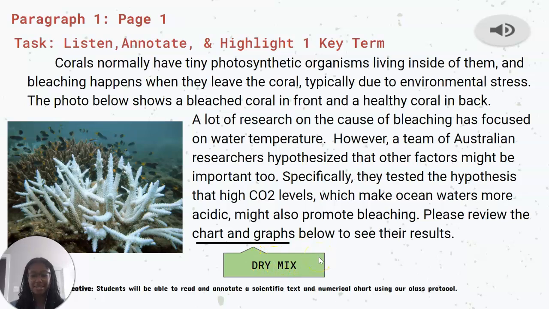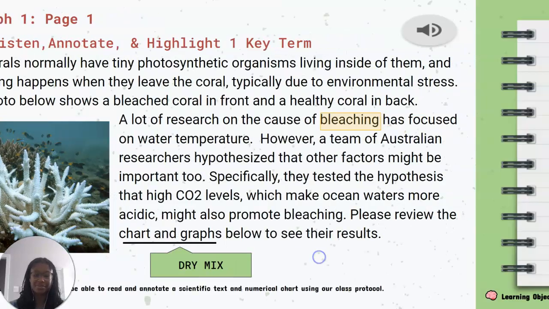Now we know our annotation for that is DRY MIX, dependent on the Y and dependent on the X-axis. So after you finish annotating, we need to pick one word that really summarizes what this reading is all about. For this reading, I chose the word bleaching. Coral would have also been a good choice, but bleaching really shows the action of what's happening in this reading.